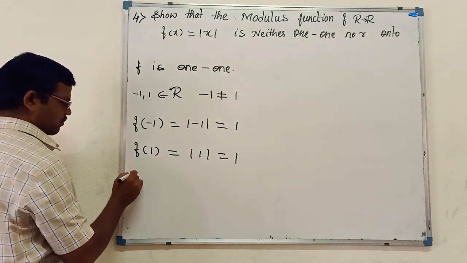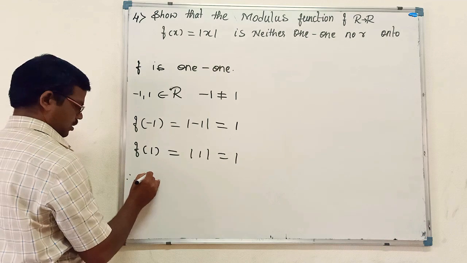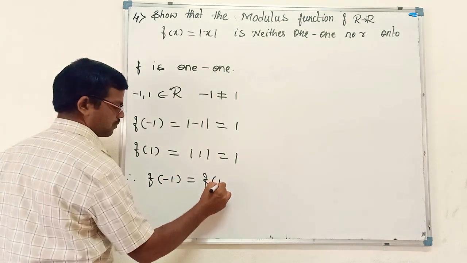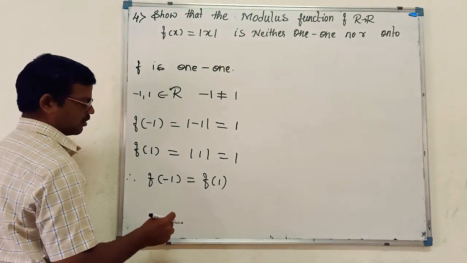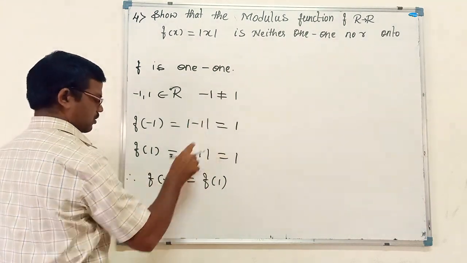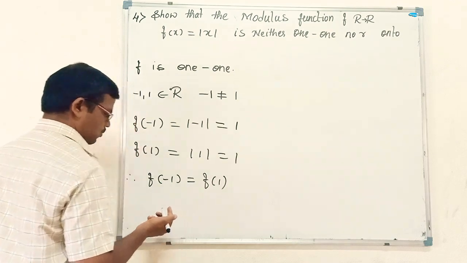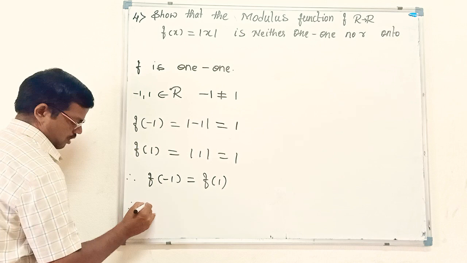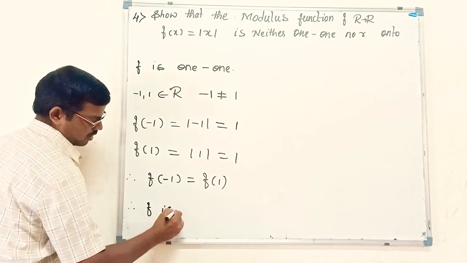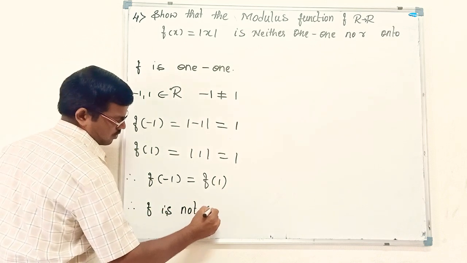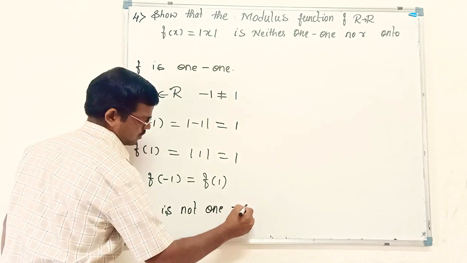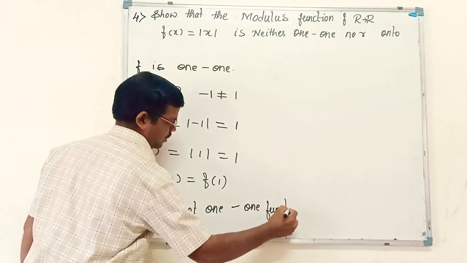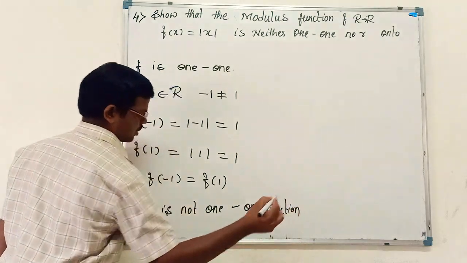Therefore we confirm f of -1 is equal to f of 1. From this we have identified that different elements got the same image. Therefore it is not a 1-1 function. F is not a 1-1 function.